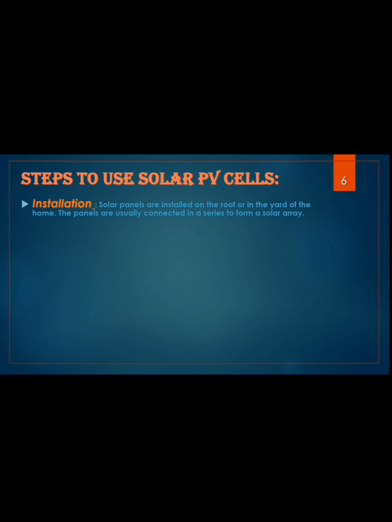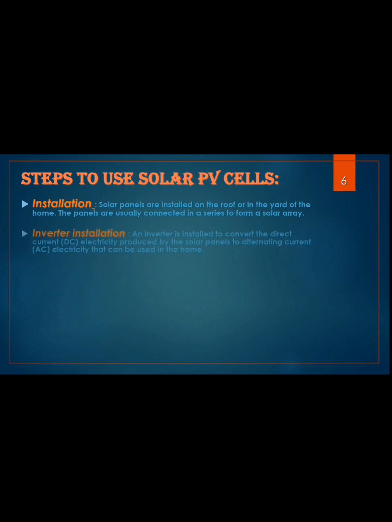Step number 1 is of the installation. Solar panels are installed on the roof of the home and the panels are connected in series. Then the question may arise in your mind of why they are connected in series. Because by connecting in series it forms a solar array. Then the electricity is produced.